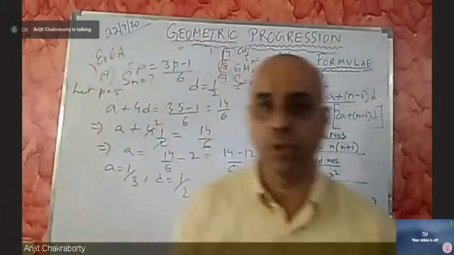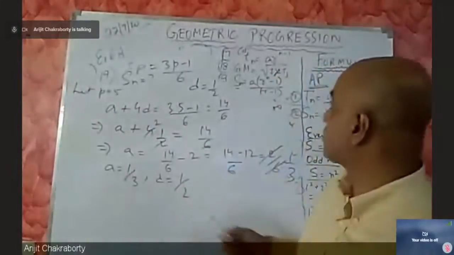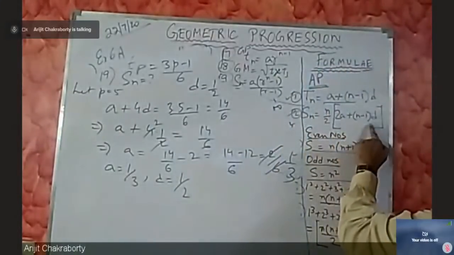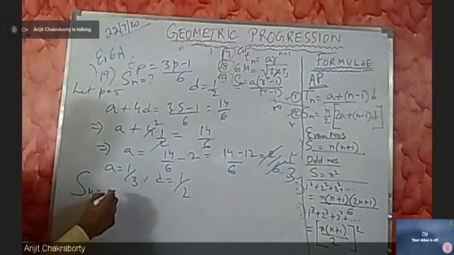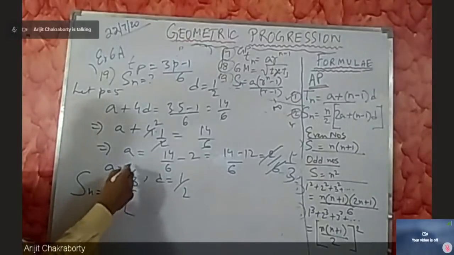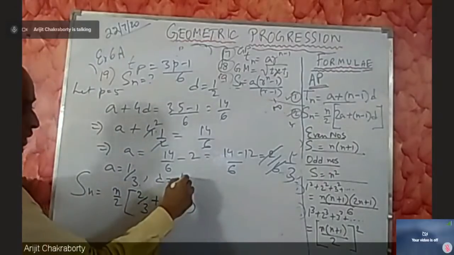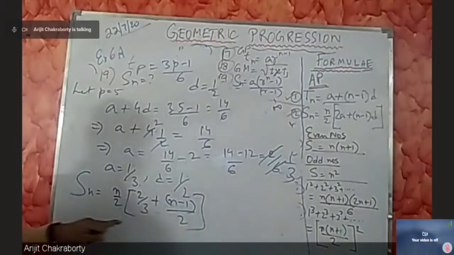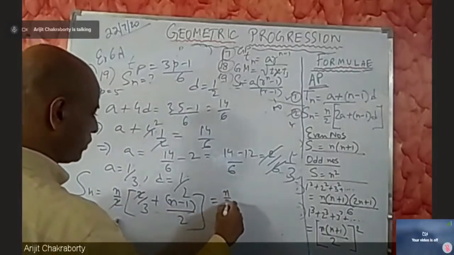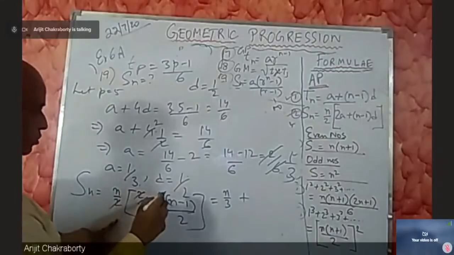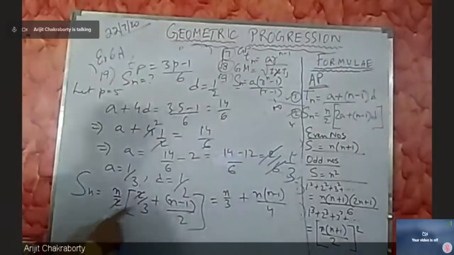These two values we have got, right? So we have to find out the last one, what is the sum? The sum is given by this formula, n by 2, 2a plus n minus 1 into d. So I'll be putting the same values here. The sum equal to n by 2, 2a, that is 2 by 3, plus n minus 1 into d, which is half. So if you simplify this, 2 and 2 cancels out. So we get n by 3 plus n into n minus 1 by 4, 2 into 2 is 4.